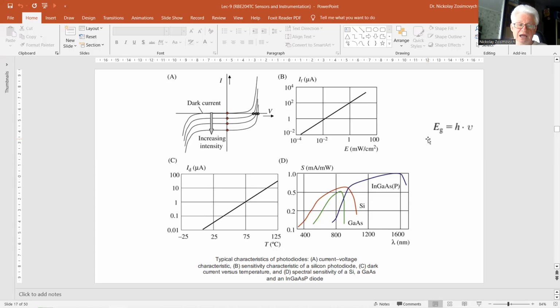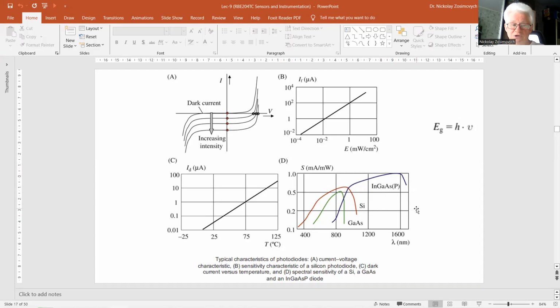The result is a spectral band that strongly depends on the material, as you can see in figure D that's situated on the bottom part of the right side of this slide. This figure gives the spectral sensitivities of three photodiodes: silicon, gallium arsenide, both sensitive in the visible part of the spectrum, and a special diode for a large wavelength.